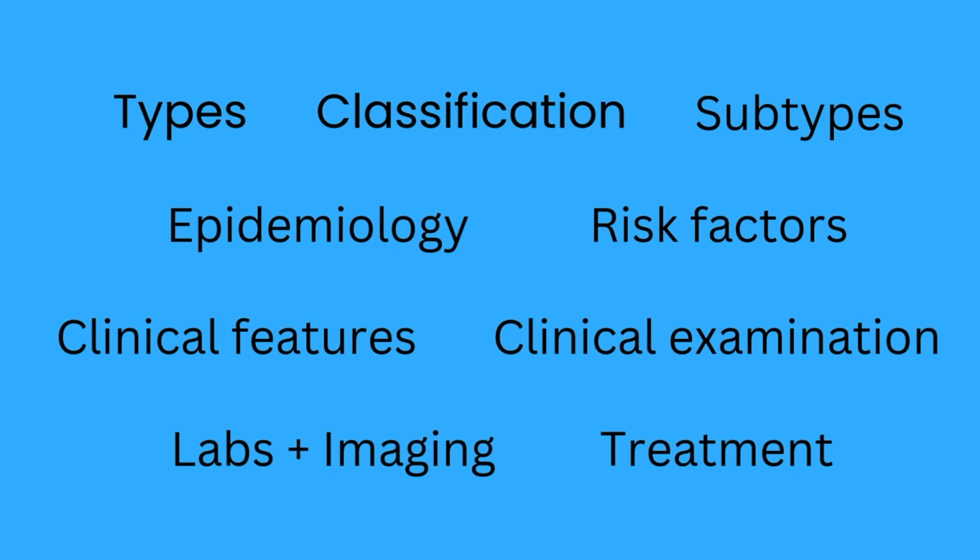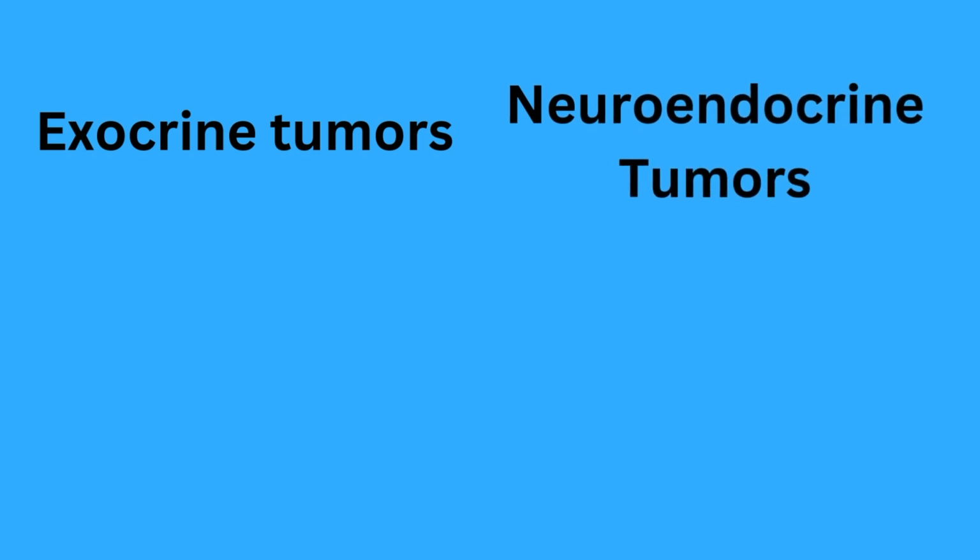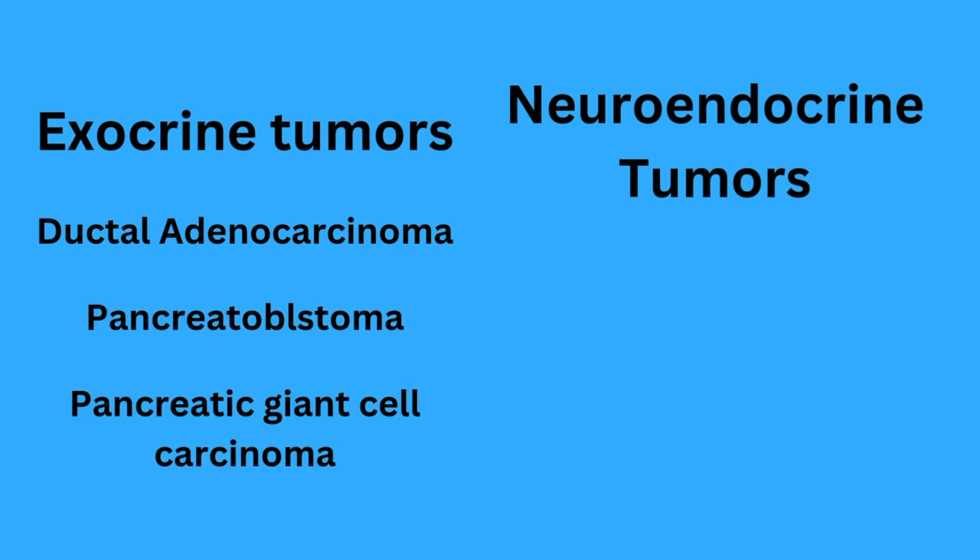To begin with, pancreatic cancer is classified as pancreatic exocrine tumors and pancreatic neuroendocrine tumors. Today we will go through the pancreatic exocrine tumor and briefly review the neuroendocrine part. The most common pancreatic cancer is the ductal adenocarcinoma, with occurrence of 90%. Less common types of pancreatic cancer are pancreatoblastoma and pancreatic giant cell carcinoma.